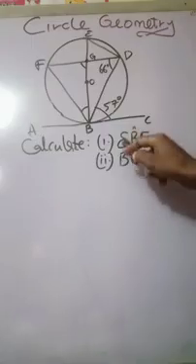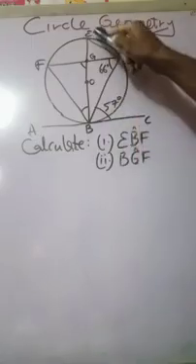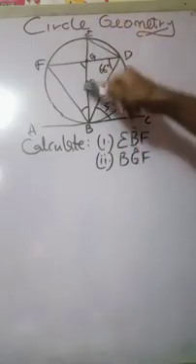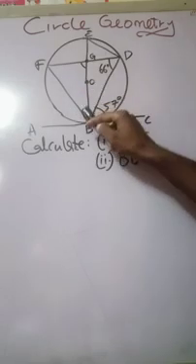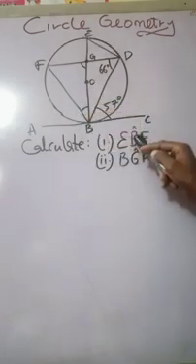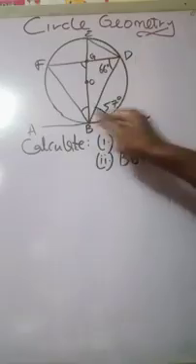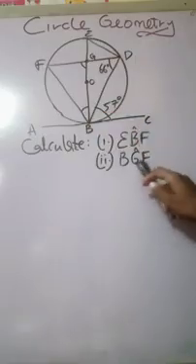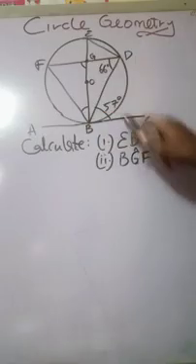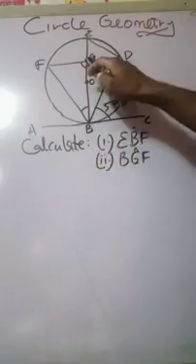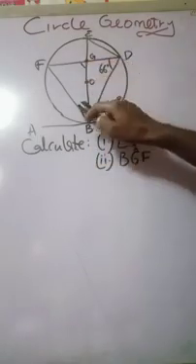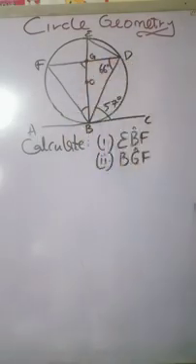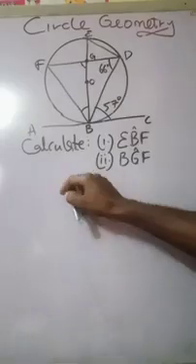Now we have two items to calculate. The first is EBF. EBF is like this: E, B, and F, and that's the angle where the middle letter is the point. And BGF is located at point G: B, G, and F, and that's this angle. So we have this angle and this angle to find. Now here's what we do.